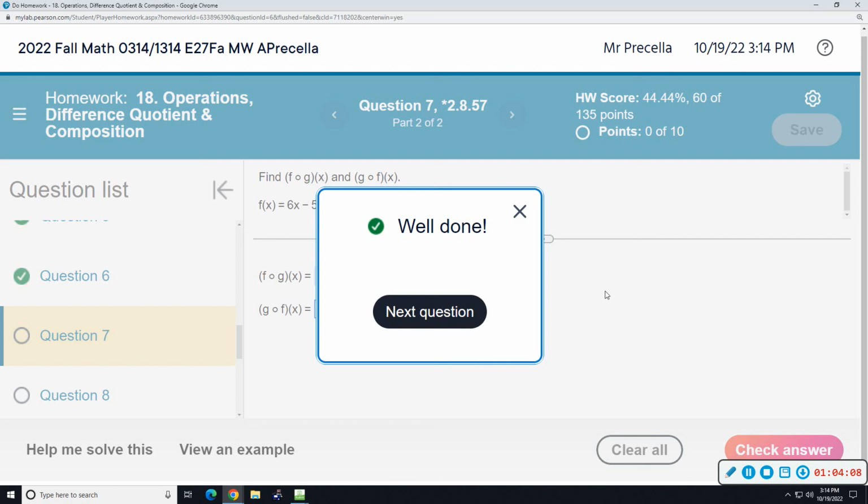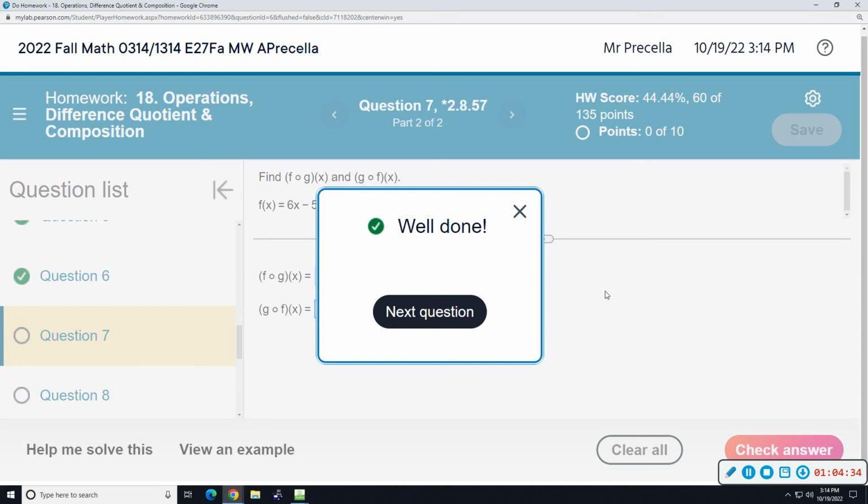Operations are classified as commutative or not commutative. For example, addition is commutative. a plus b always equals b plus a. What about subtraction? Is subtraction commutative? Does a minus b always equal b minus a? Rarely does that happen. So subtraction is not commutative.